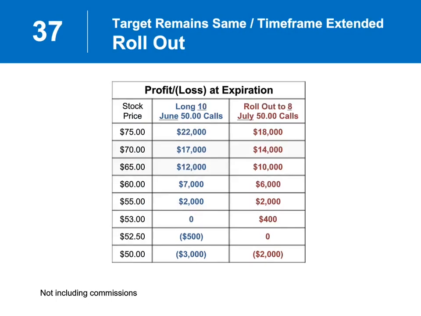Here's the roll out scenario where you can see we took the original 10 long June 50s, rolled them out to 8 of the June 50 calls, bought some more time, and felt more comfortable with that position as well. You can see we took some money off the table because our maximum downside there went from $3,000 to $2,000. We did that roll for $1,000 net credit, which you can see represented bottom line at $50. With the stock at 50, the original position would have been down $3,000 versus $2,000 with the roll.